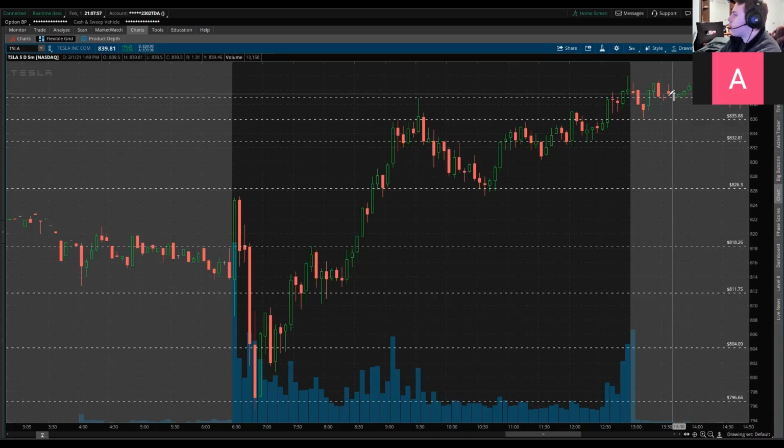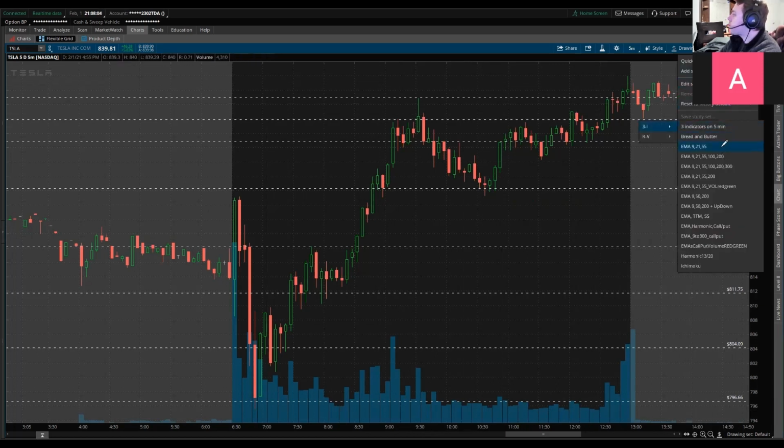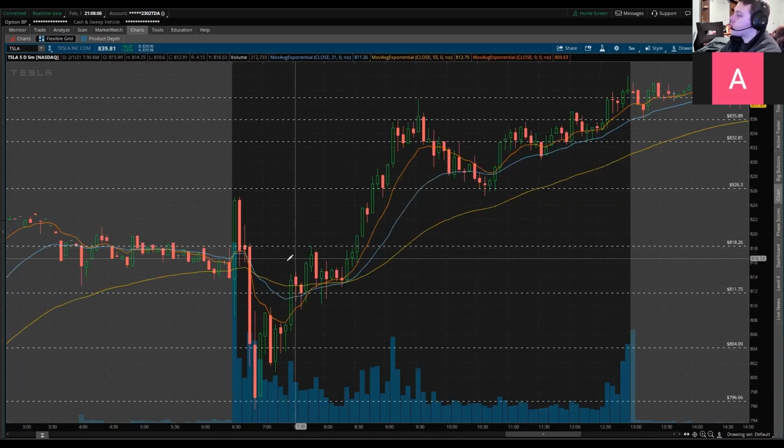So the next technical analysis tool I use are exponential moving averages, EMAs, right? A lot of people use the 9, the 21, and the 55. Can you explain EMAs again?